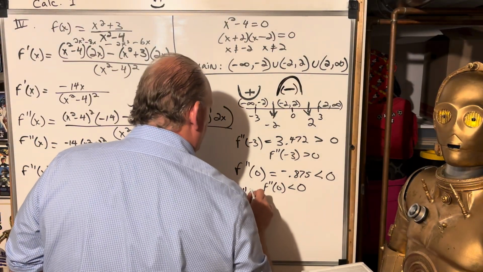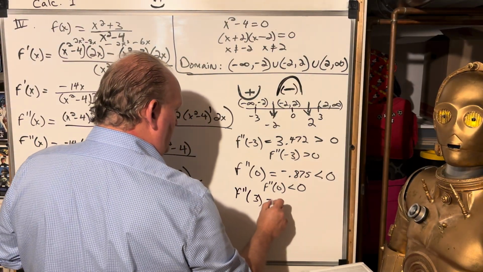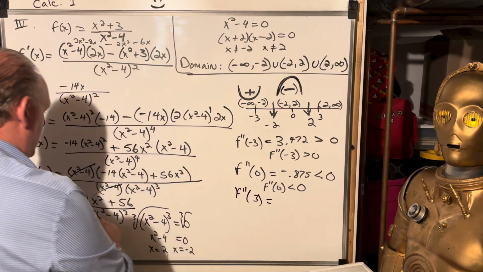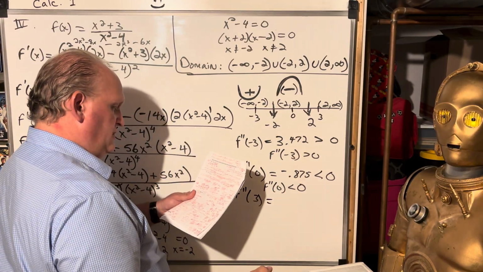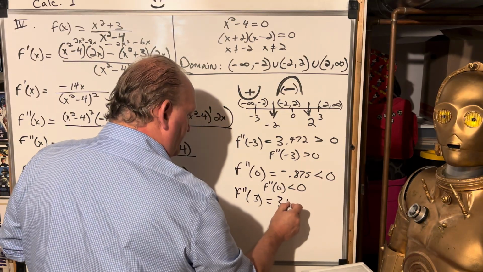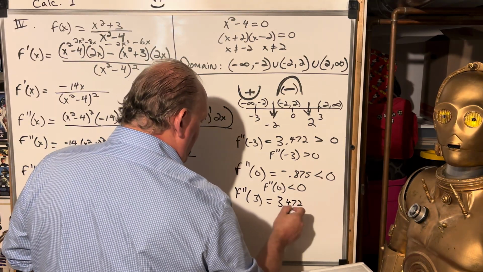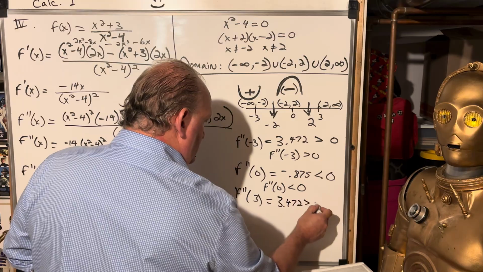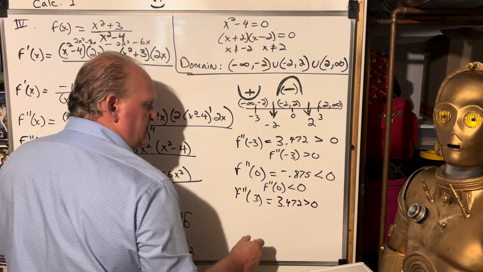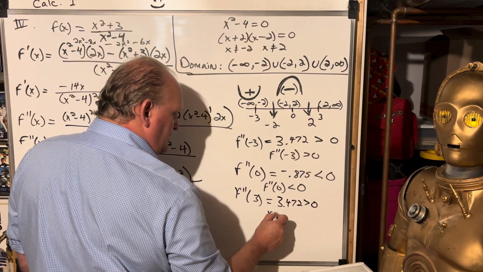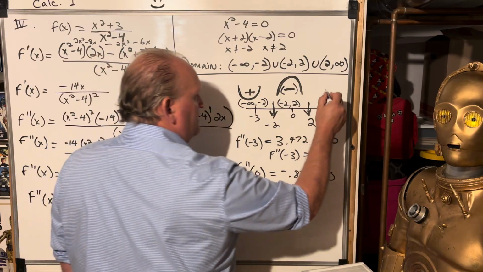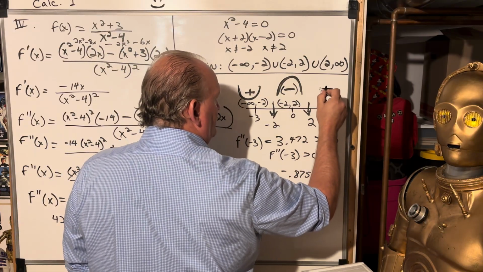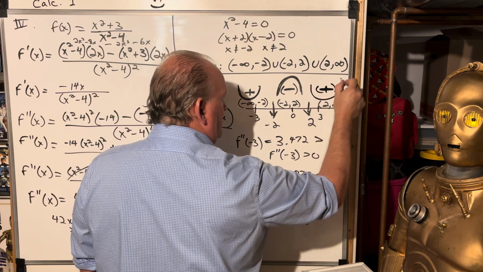And f double prime of +3, that's going to equal the same thing, I think, as this did, 3.472 again. That's an approximation. That's greater than 0. And so that means the second derivative at 3 was positive, and positive means concave up.